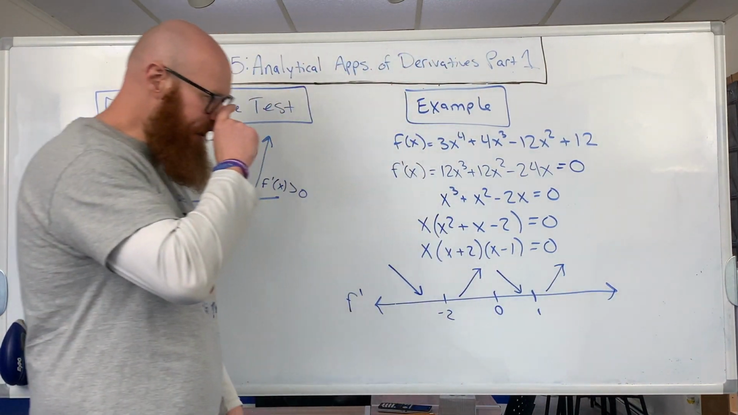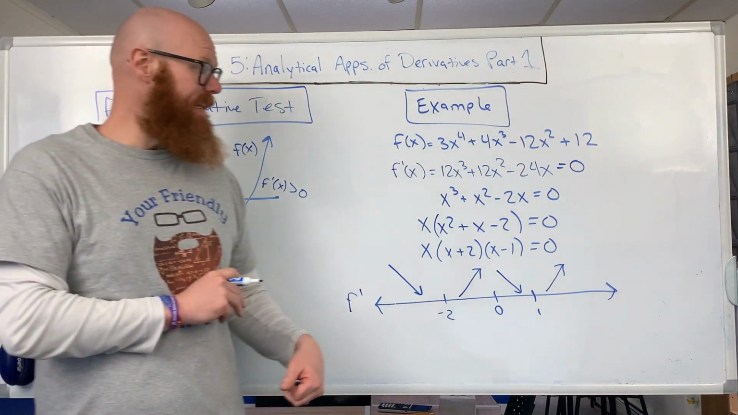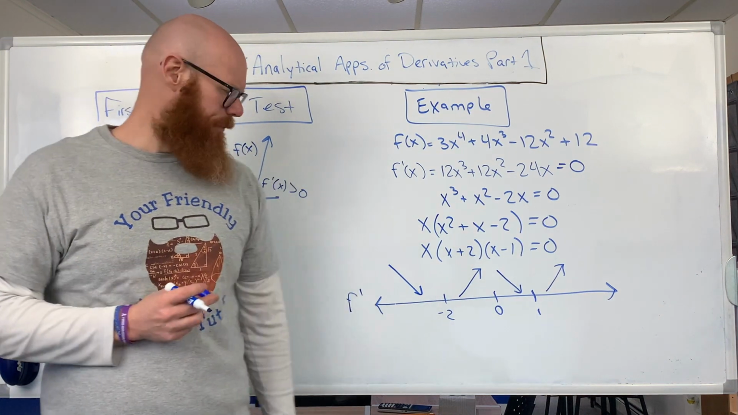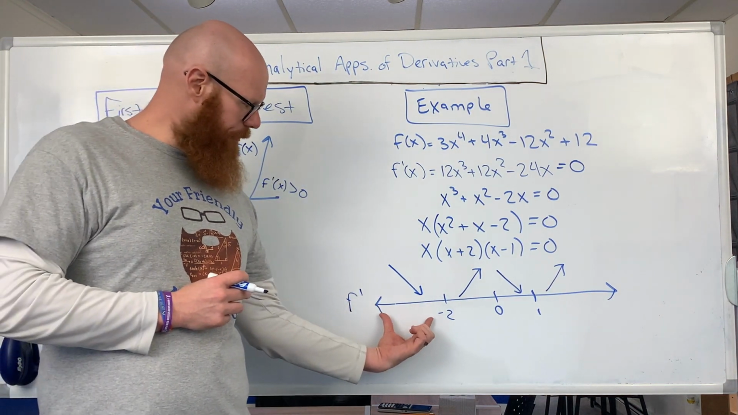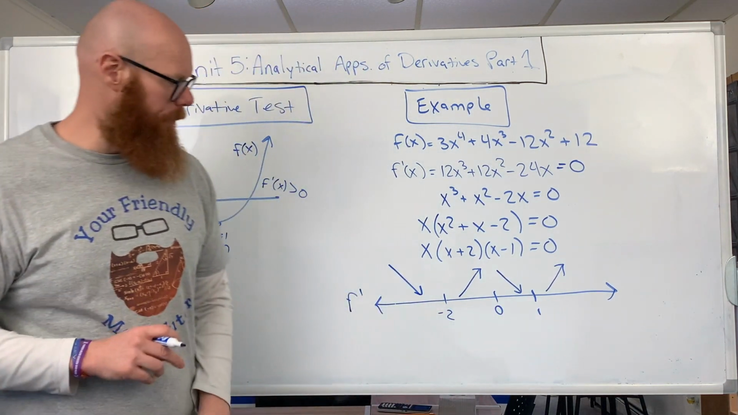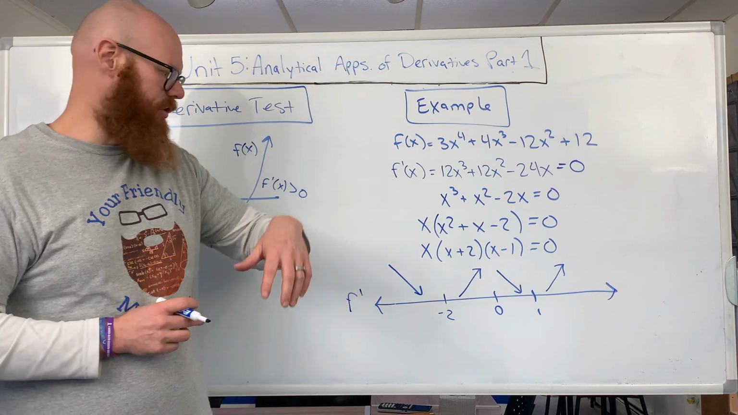And now I have a really good visual. If I needed to list out the intervals of increasing or decreasing, it would be decreasing from -∞ to -2 and 0 to 1, not including those numbers, because at those numbers it's not increasing or decreasing.